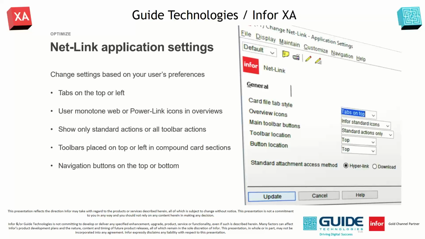So one of the things that most people do not know about when they get to the Netlink application is that there is, under the applications card, a way to tailor how Netlink looks. So you can tell the system to put tabs at the top or the left. You can specify whether you want an icon or just a monotone type of button, so it's not going to take up quite as many graphics. You can show just your standard actions or all toolbar actions. In other words, you can start beginning to see how they are going to start customizing Netlink. And over time, this is going to be improved as well and give you more and more functionality as far as how your Netlink presentation is going to look.